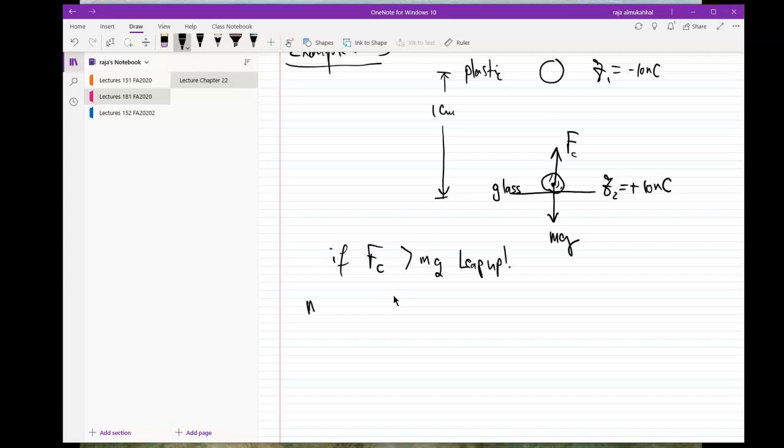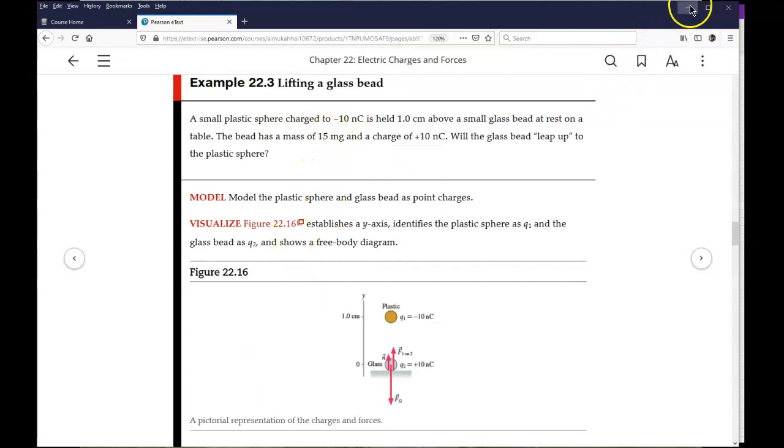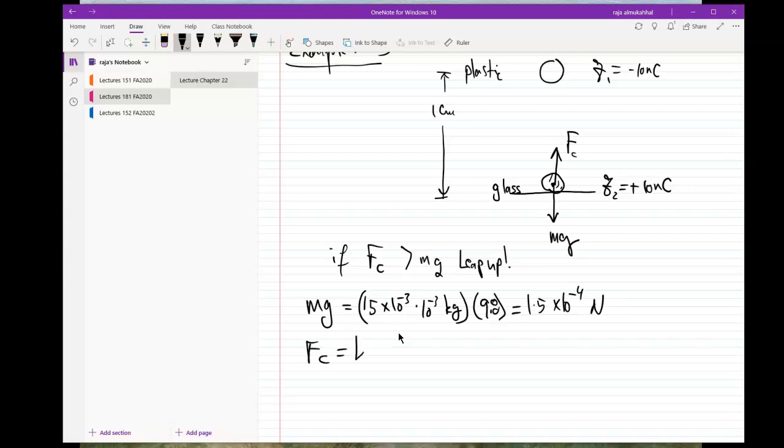Let me calculate mg first. mg is mass times acceleration due to gravity. The mass is 15 milligram, so that's 15 times 10 to the negative 3 grams, and I want to make it into kilograms, so times 10 to the negative 3 again, kilogram, times 9.8. When I calculate that, I get 1.5 times 10 to the negative 4 Newton. Got it? Now, the Coulombic attraction, F sub c, is going to be k q1 q2 over r squared.